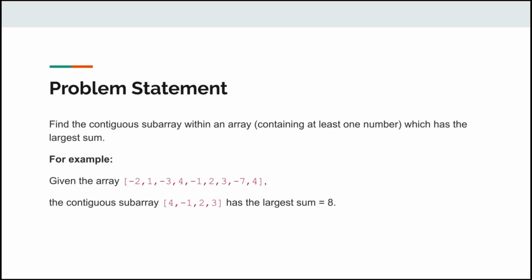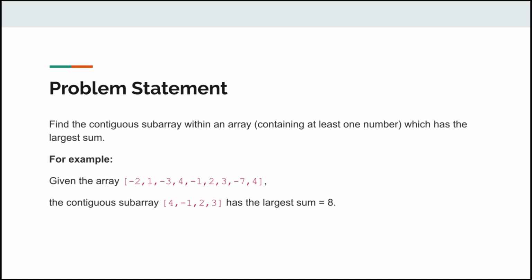For example, the given array is -2, 1, -3, 4, -1, 2, 3, -7 and 4. This is the array which has 9 elements, and we need to find the maximum subarray, meaning the continuous subarray with the maximum sum. For this example, we have the contiguous subarray 4, -1, 2, 3, the sum of which is 8. So this is the output for this given array.